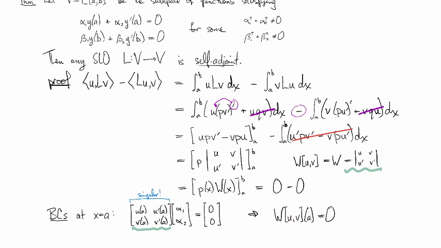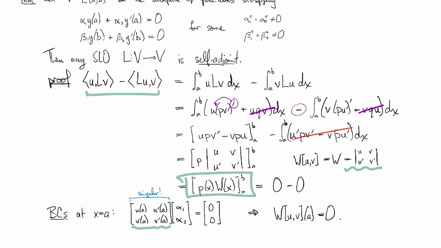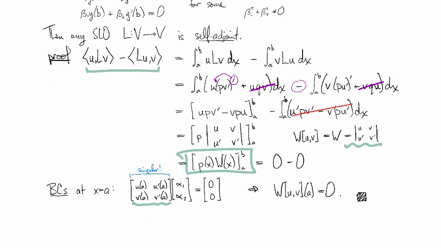Okay, and so the exact same argument works at b. As a consequence, we see that our boundary term vanishes. And then that tells us that these two terms have to be equal because their difference is 0. And that gives us the proof. This is the reason why we like Sturm-Liouville operators, because they are self-adjoint. That's why they're useful. If you examine the proof, we can also pick up a corollary, and this is called Lagrange's identity.